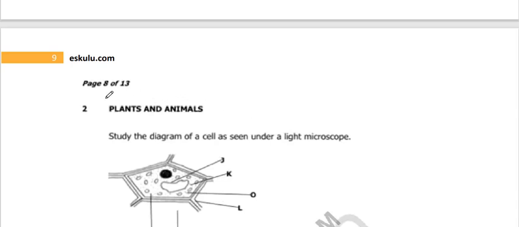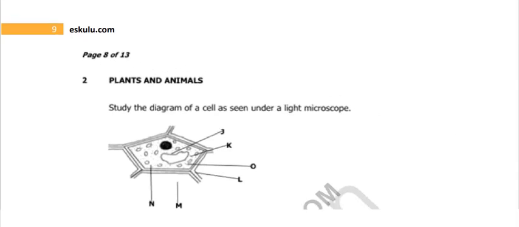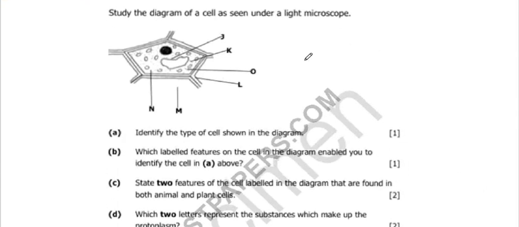So question two is on plants and animals. And here's the question. Study the diagram of a cell as seen under a light microscope. We've got a cell, we've got J, we've got K, we've got O, we've got L, we've got M, and we've got N. So let's start with labeling what we have.